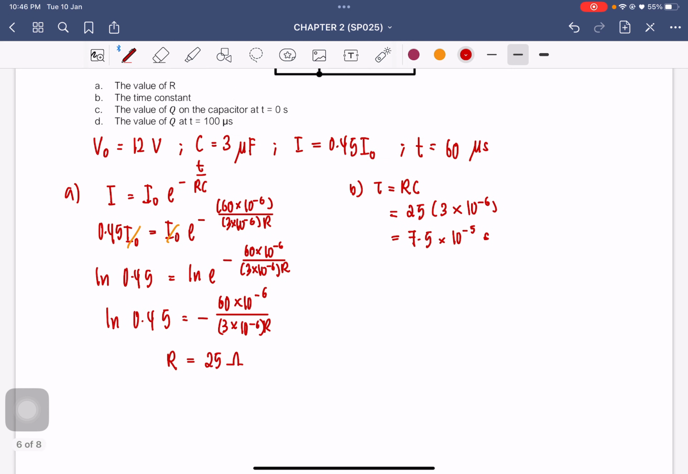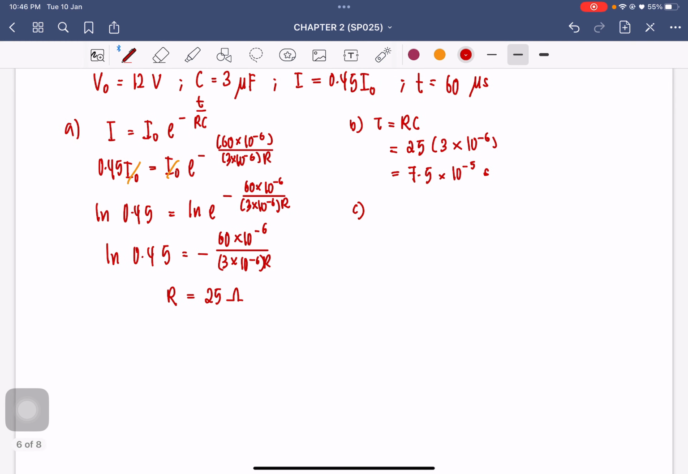Untuk question C pula, it is asking about the value of Q on the capacitor at t equal to 0. So this one we are going to apply the equation of charge untuk discharging process. So that is Q naught e negative t over RC lah. So the t is equal to 0. So our equation, oh sorry, that is a bit too fast. Let me just redo that. Okay, so we are going to use the charge punya equation for discharging process.